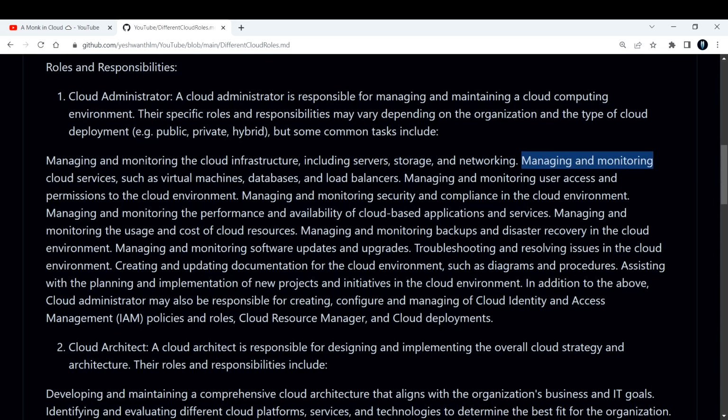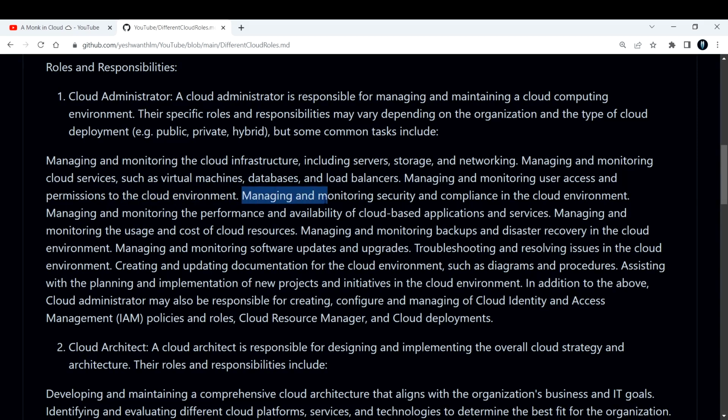Managing and monitoring cloud services such as virtual machines, databases, load balancers, and also managing and monitoring users' access and permissions to the cloud environment. Let's say you are onboarding a new user. You wouldn't create a user for that particular person. Instead, you will create something known as a role and you will onboard that user into that role. I'm not going to explain in detail, but I'm just giving you an idea here.